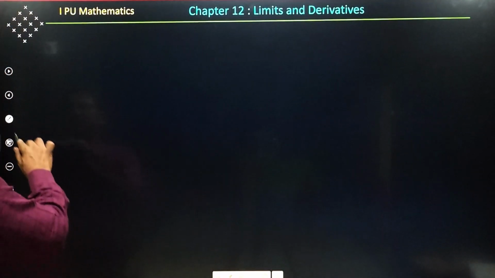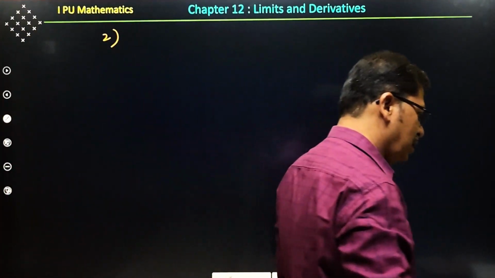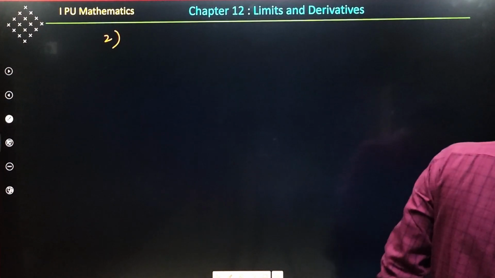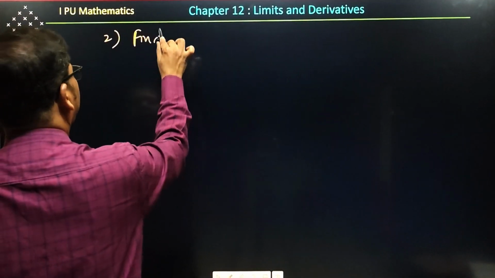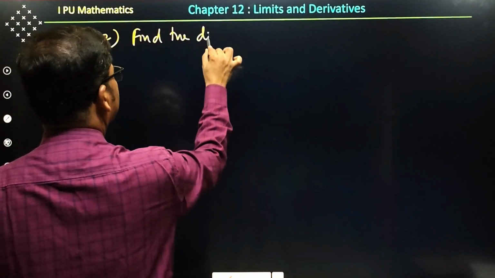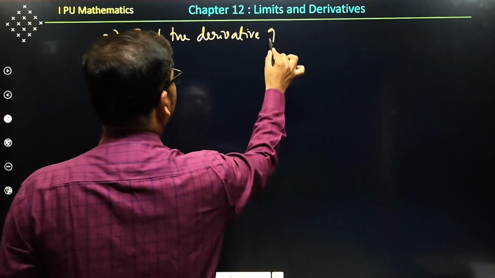So let us take the next example. Another example here, the second one. Let me take into consideration the textual example. x square he has taken here. Find the derivative of x square. Derivative of x square.